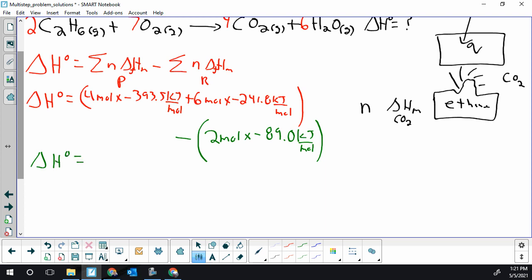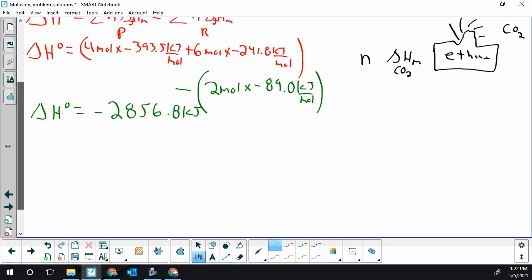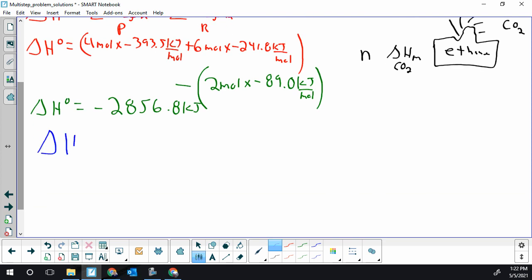So that gives us a change in enthalpy of minus 2,856.8 kilojoules, and lets me solve for what I really want. The whole point of this is getting the molar enthalpy for the chemical in question, which is carbon dioxide. I want to know how much energy is released per mole of CO2 production.